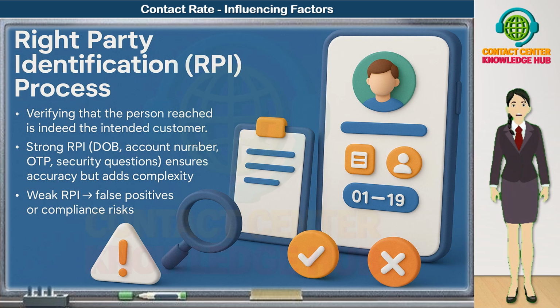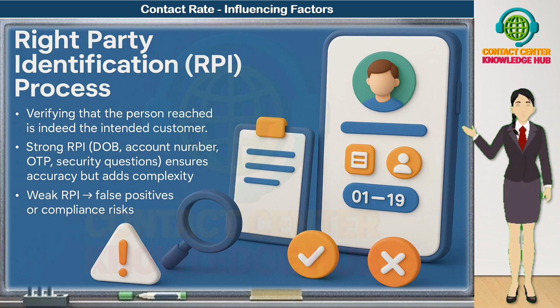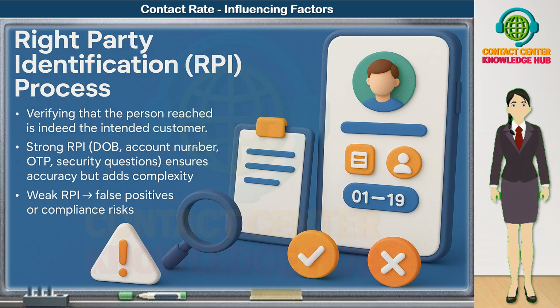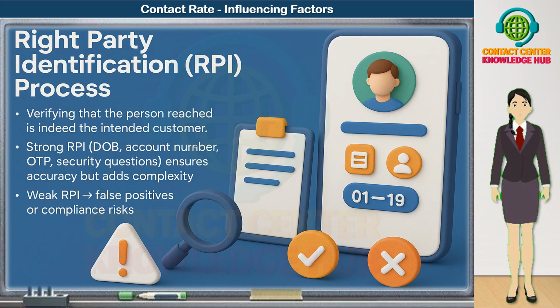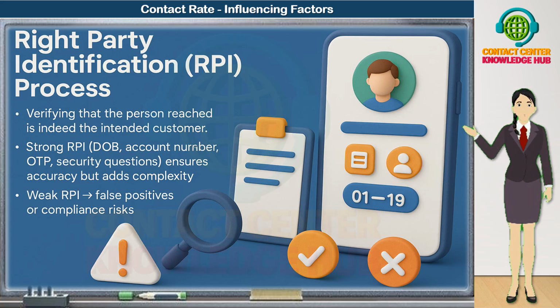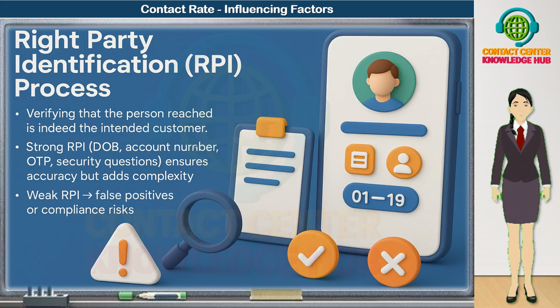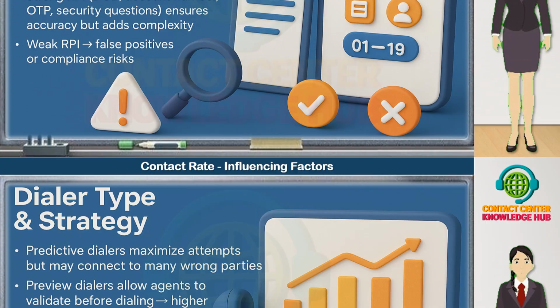On the flip side, a weak RPI process increases the risk of false positives, where agents mistakenly believe they've reached the right customer, or worse, creates compliance breaches by disclosing information to unauthorized individuals. In short, robust right-party identification protects both your business and your customers. It's the foundation of accurate, secure, and compliant outbound contact performance.